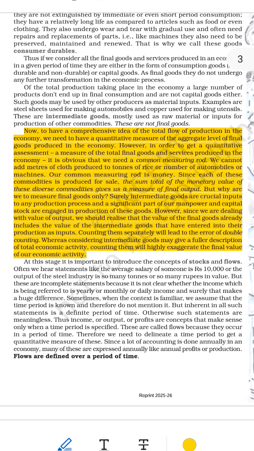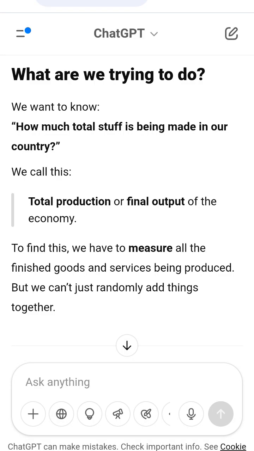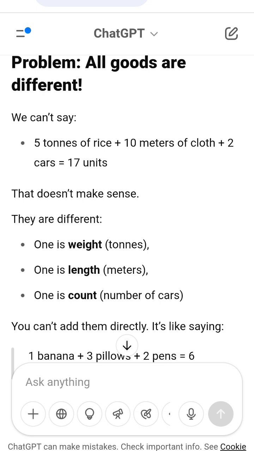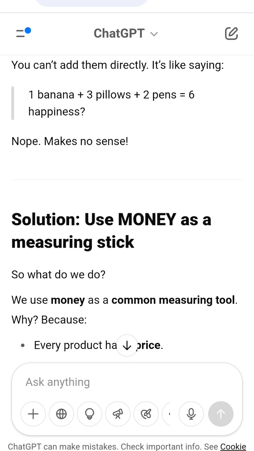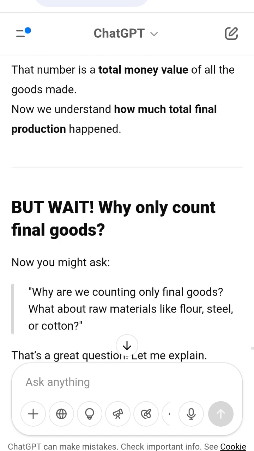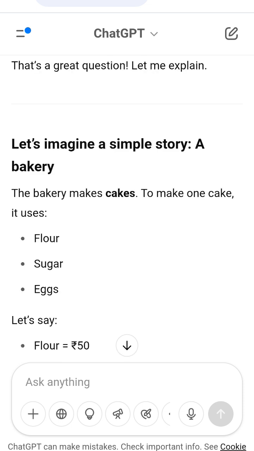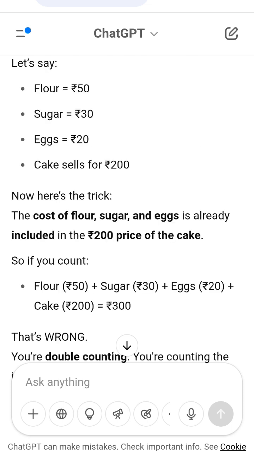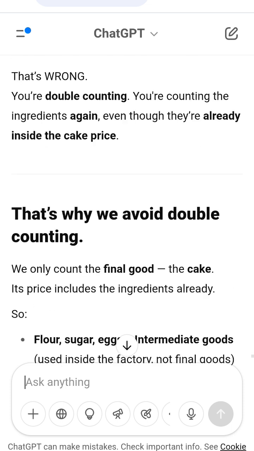Let's look at one more example. A car. Say a company makes a car. To make it, they use steel, rubber, and glass. The final car is sold for a price that already includes them. If we count steel, rubber, glass, and also count the final car, we get a total that is far too big. That's wrong because the steel, rubber, and glass are already part of the car's cost. So the correct total is just the value of the final car.